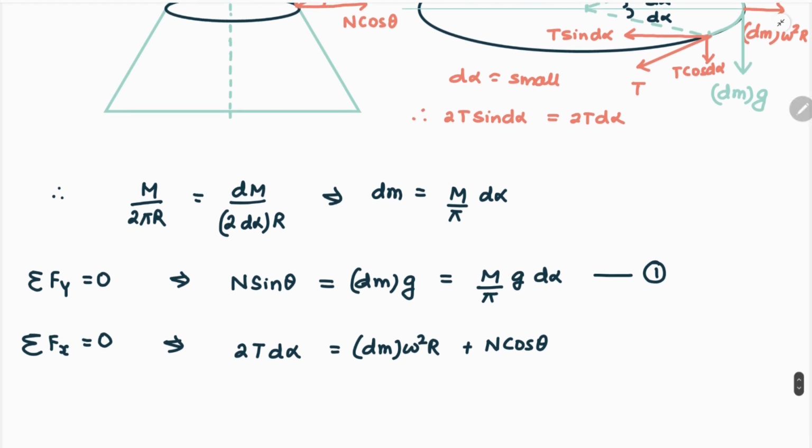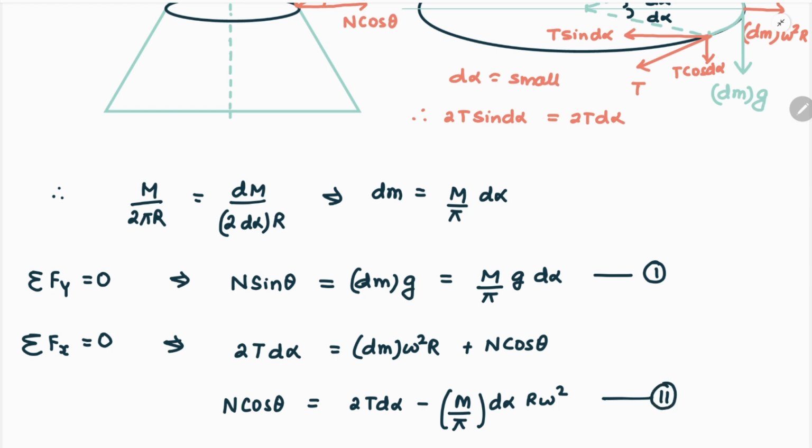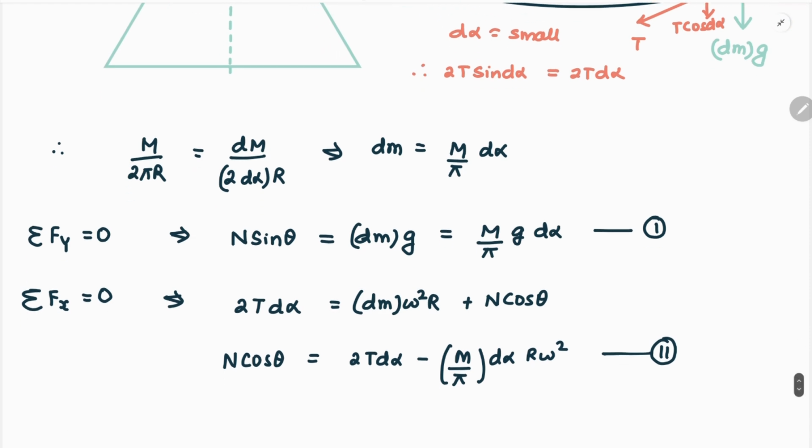Over here if we write in terms of N cos theta, N cos theta can be written as 2T d alpha minus, with dm written as m by pi d alpha, r omega square. So this is the second expression that we have. Now the problem is asking us to solve for T. So we have these two equations, and now what we do is we divide the two expressions.